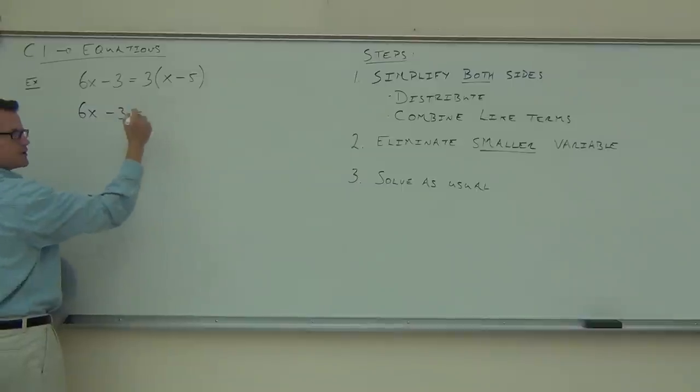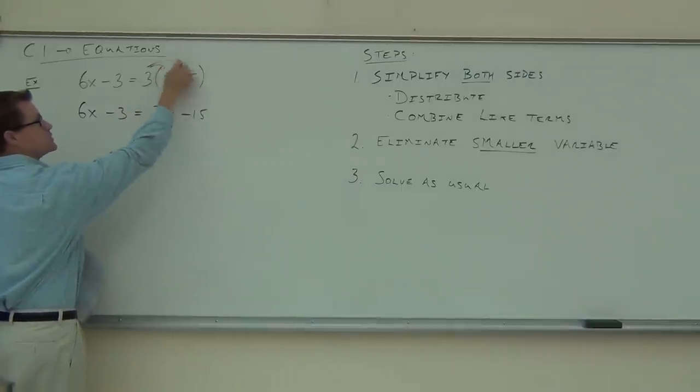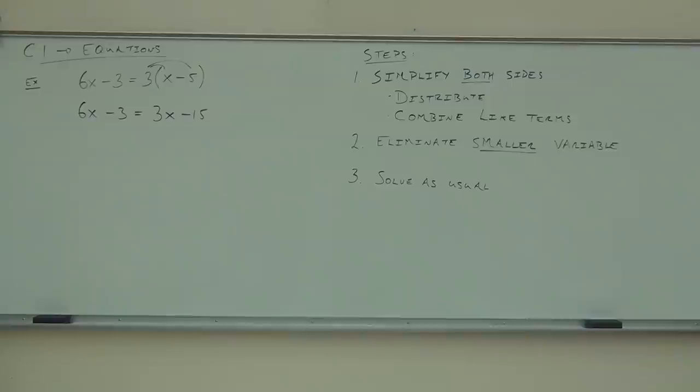On the right, hopefully you got 3x minus 15. Did you all get that? Yes. Awesome. Do we have any like terms? No. Good, good call. You remembered that. Like terms are each side of the equation. So what we're looking for now is after we've distributed and tried to combine like terms, we're going to eliminate the smaller variable. In our case, we're going to have that 3x. So we're going to eliminate the 3x, and here we're also going to be using subtraction.